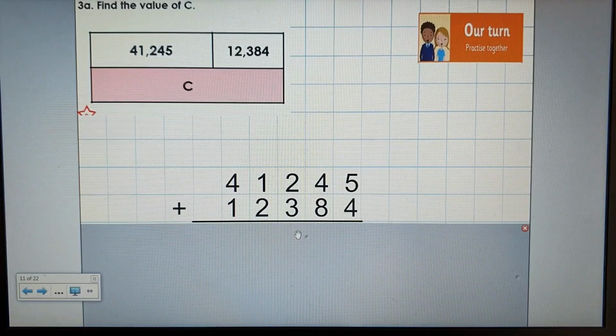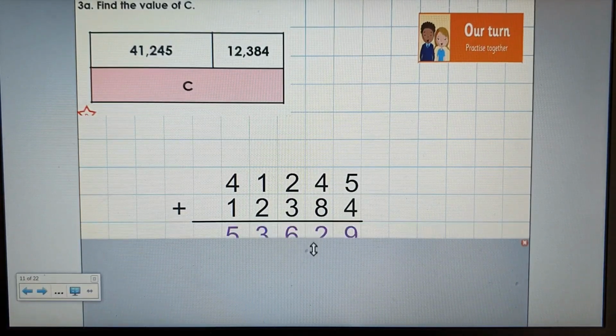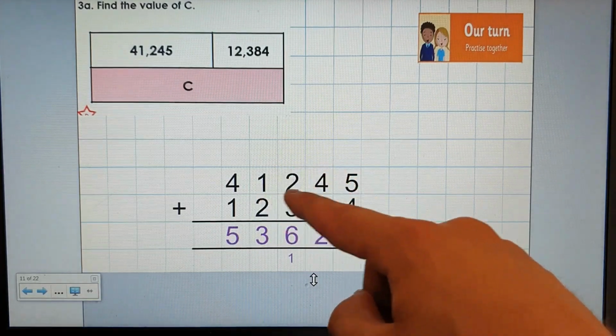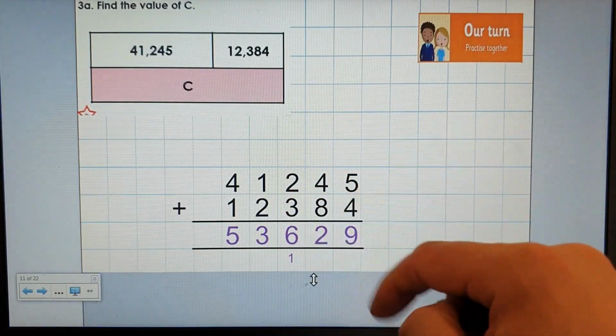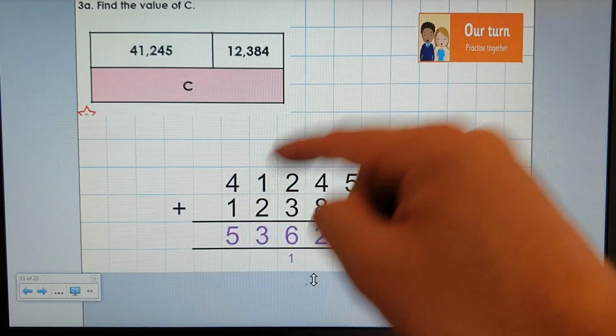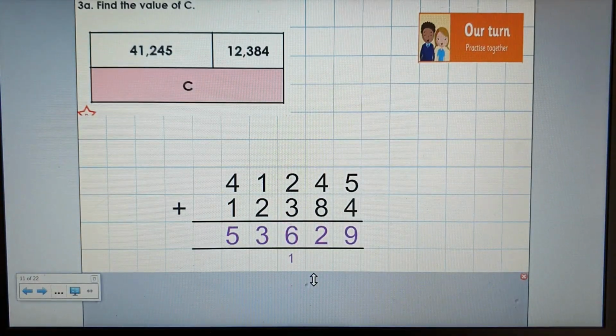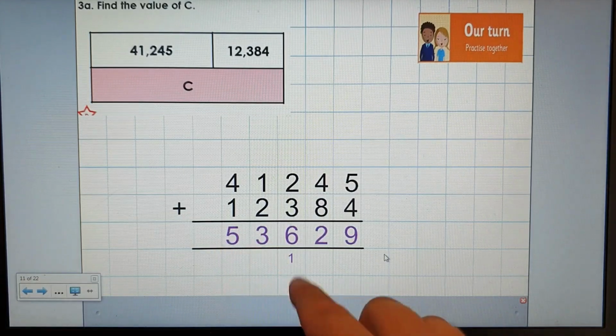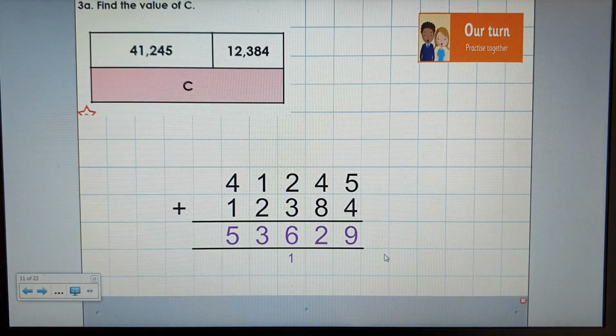4 add 8. This is where I'm going to have too much to fit in the box. So I'd end up with 12. 2 add 3, add my 1 on, gives me 6. 1 add 2 is 3. And 4 add 1 is 5. Okay. So I found the answer, and it's 53,629.